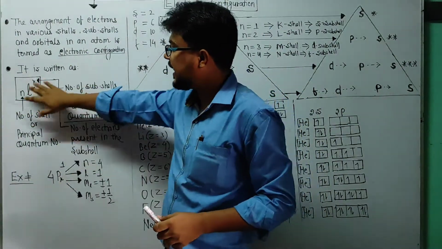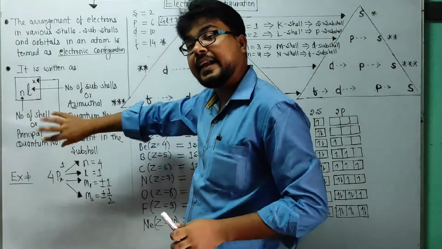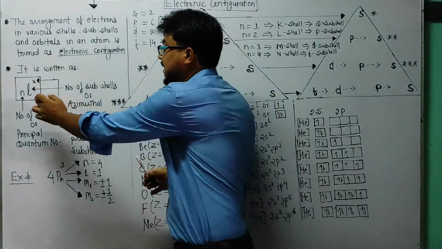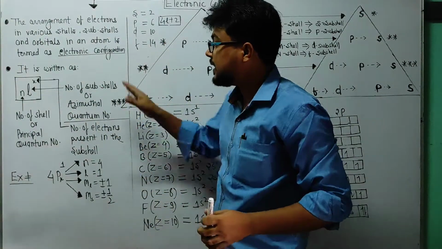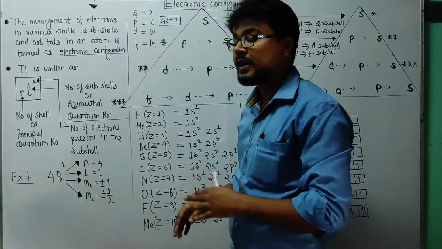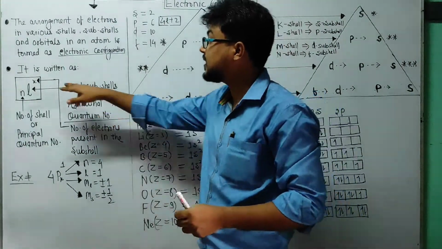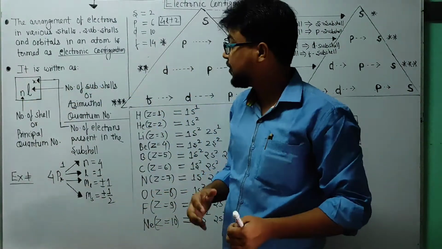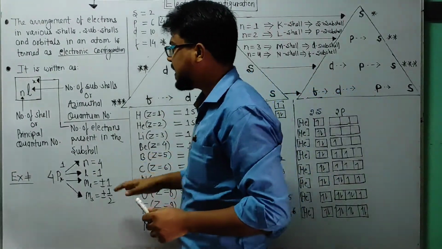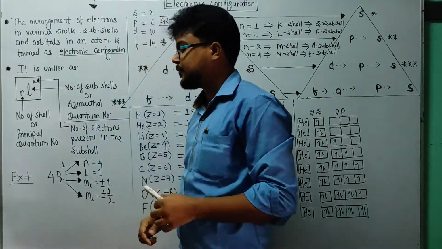nlx. What is n? n is nothing but the number of shell, and next to shell it is subshell, meaning l is the number of subshell. The number of shell is nothing but the principal quantum number, and the number of subshell is what? Azimuthal quantum number. And what is x? x is the number of electrons present in that particular subshell. So example 4px1. What is 4px1?